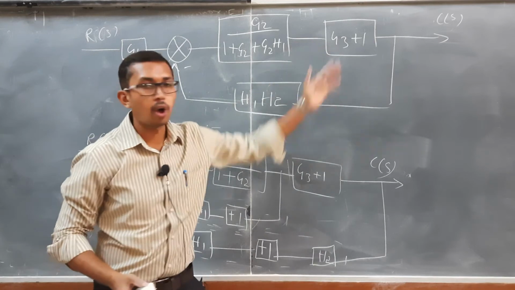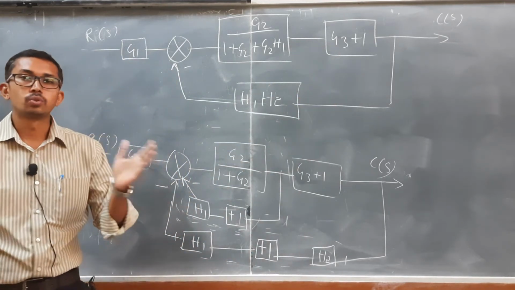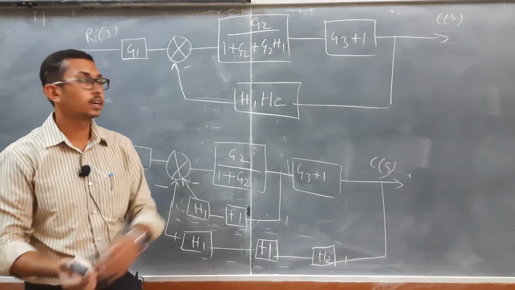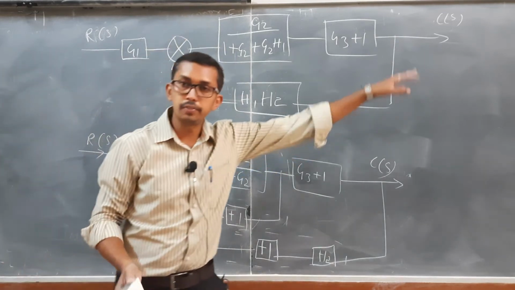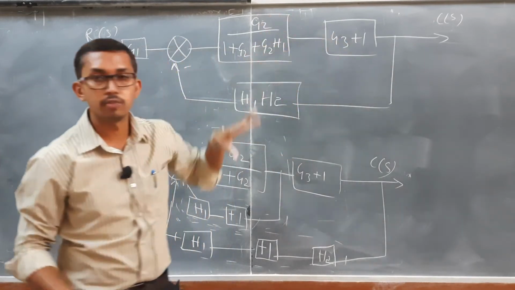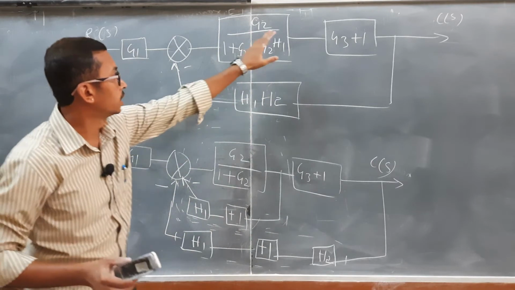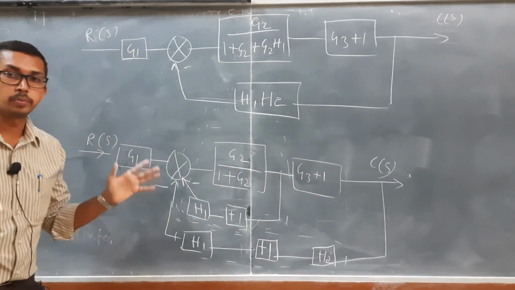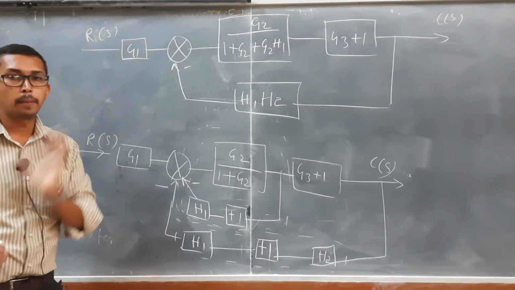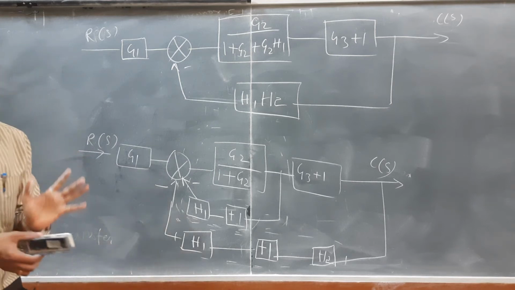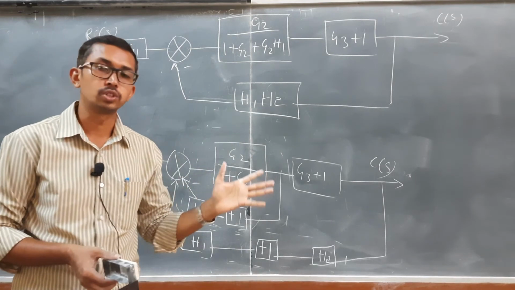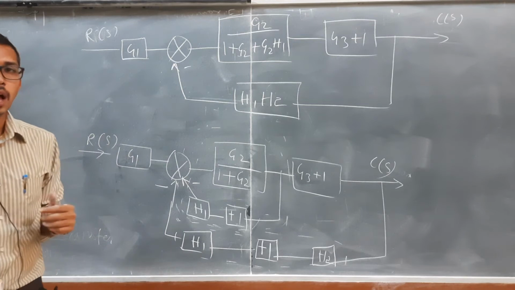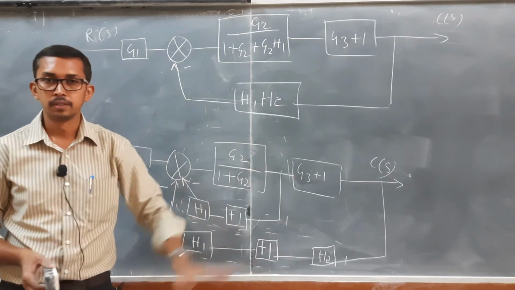These two blocks are in series, so we need to multiply. After that, we are going to get the minor feedback loop, and finally we are going to get one more block, and that block and this block will be in series. Now we need to do the multiplication of it, and you are going to get the final transfer function of the system. I hope you are going to continue from here.